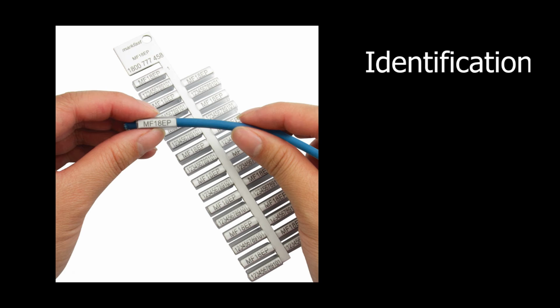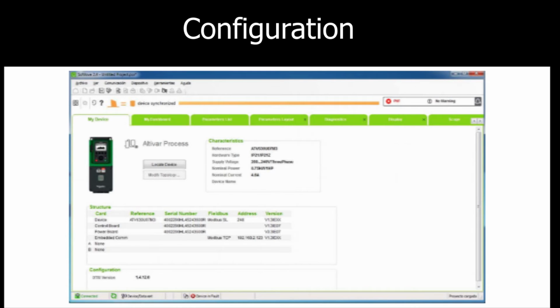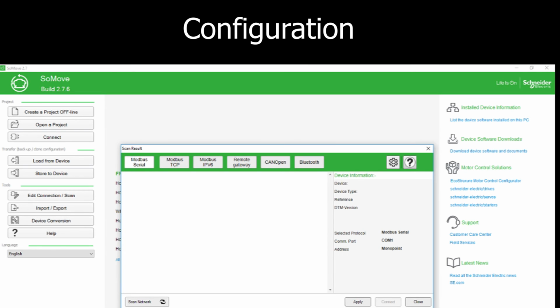The next mistake I've seen is configuration. People don't configure their devices properly or they do it manually. Look, most companies have software that only needs the variable frequency drives or soft starters to be connected with an internet cable to a computer. So it makes it much easier to configure them.